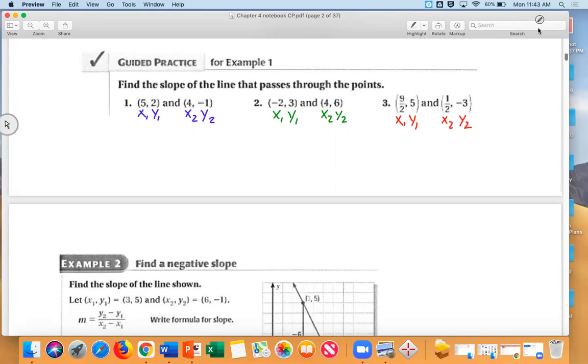Now, step number 2 says to do what, John? What's step number 2 over there on the board? Write the equation. Now we're going to write our slope equation. Our slope equation is m equals y2 minus y1 over x2 minus x1. All right, so I'm going to write my equation.